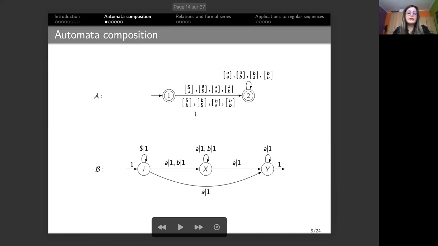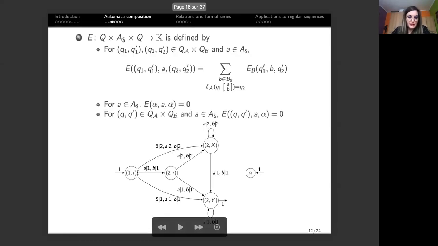From 1 to 2, for example, dollar has two images, A and B. But from I to X, A has weight 1 and B has weight 1. That means that from 1i to 2x, dollar will have weight 2 because we sum the two weights. Still from 1 to 2, but from I to y, A has weight 1 and B has weight 0. That means that the dollar between 1i and 2y will have weight 1. So that is these two examples.